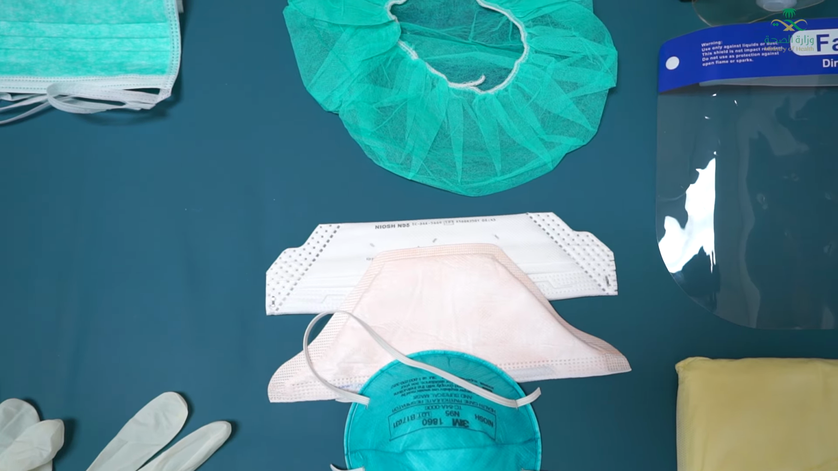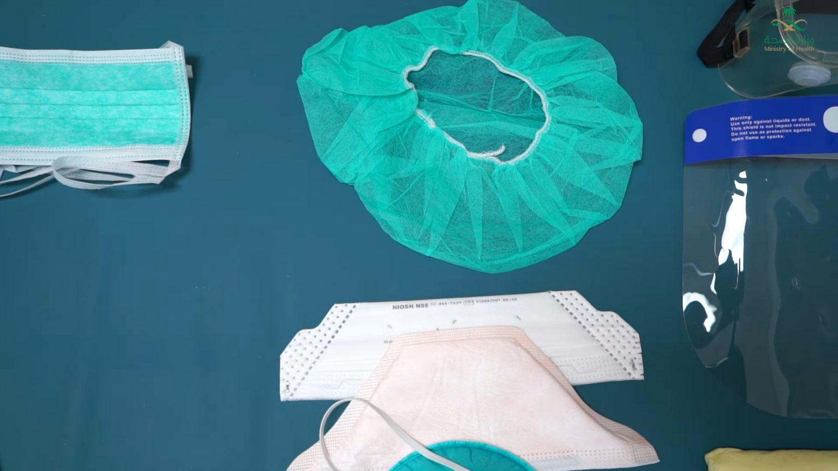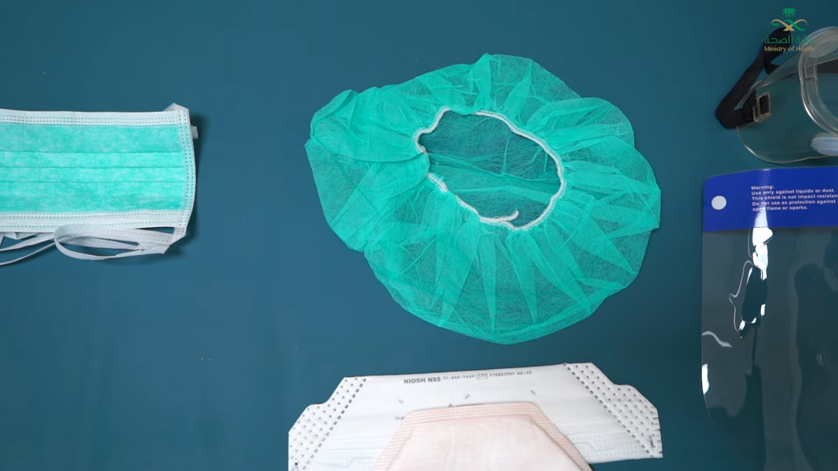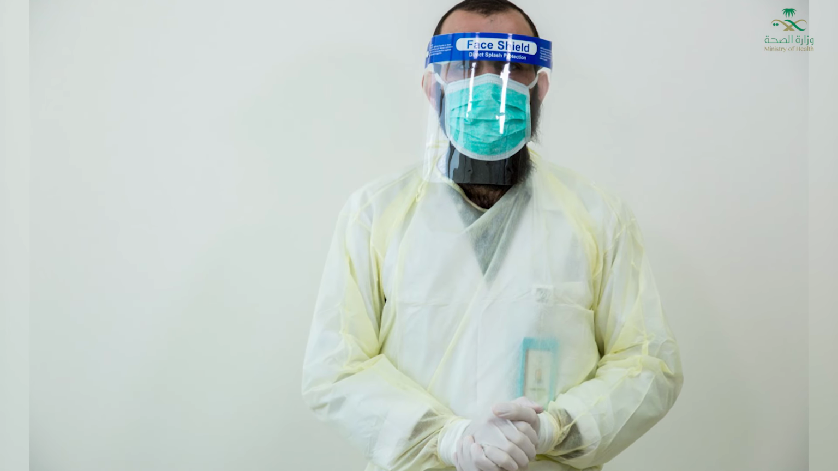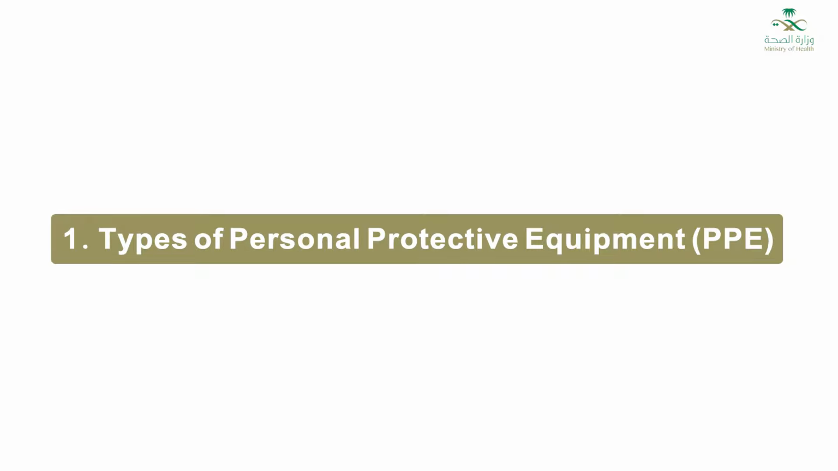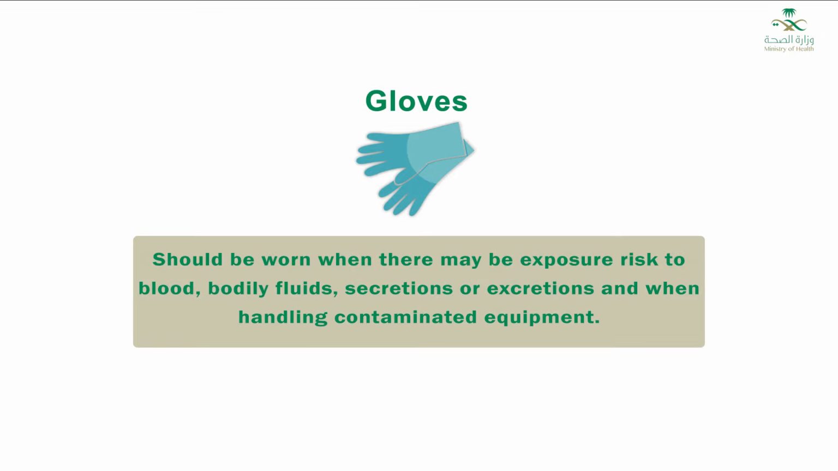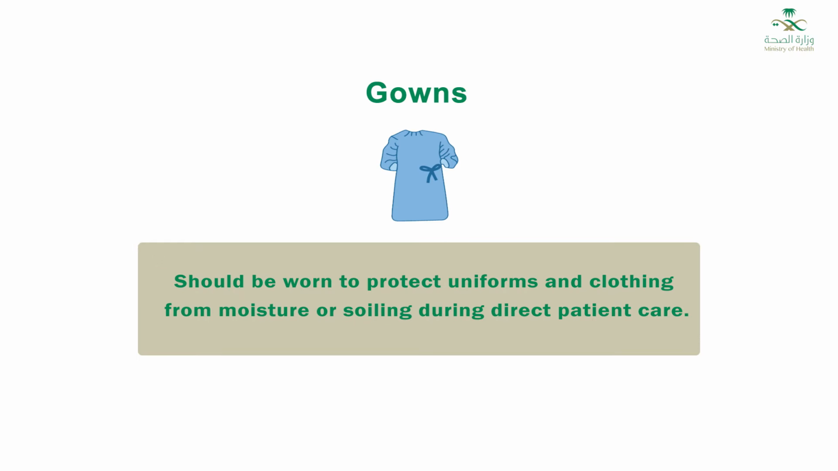Gloves, gowns, surgical masks, eye goggles, face shield, and respirator masks are all examples of PPE that may be worn in the provision of healthcare. Types of personal protective equipment, or PPE. Gloves should be worn when there may be exposure to blood, bodily fluids, secretions, or excretions, and when handling contaminated equipment. Aprons and gowns should be worn to protect uniforms and clothing from moisture or soiling during direct patient care.